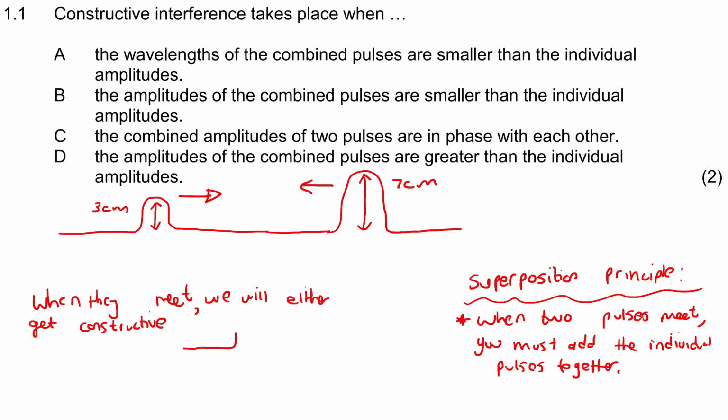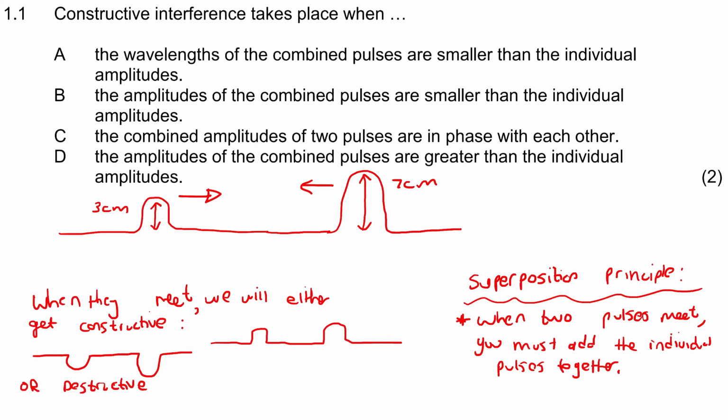That's when you've got both of them being above, like that, or both of them are below, like that. Okay, that's going to make it look like it's one drawing, isn't it? Let's do it here. Okay, that's going to be constructive or destructive. Let's do that in a different color. Destructive. Now destructive is when one of them is above and one of them is below.